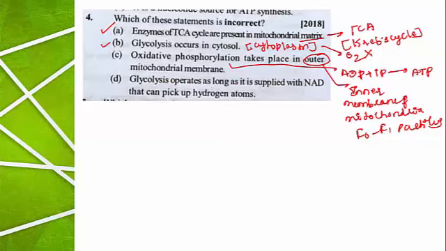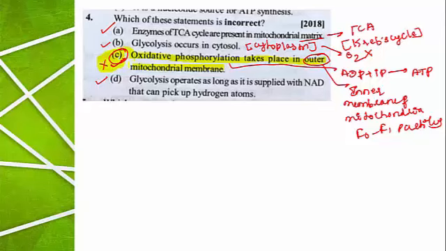Glycolysis operates as long as it is supplied with NAD that can pick up the hydrogen atoms. This is also correct. Then in the question it is asked to identify the incorrect statement. So which one is incorrect for this question? The incorrect statement and the right answer for the question is option C. Oxidative phosphorylation takes place in the inner membrane of the mitochondria, not in the outer membrane of mitochondria. This statement is wrong and this is our correct answer.